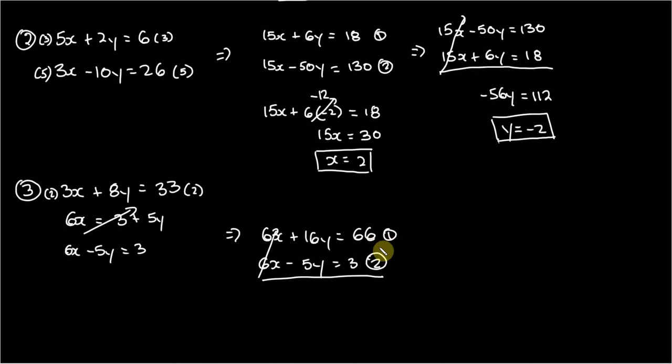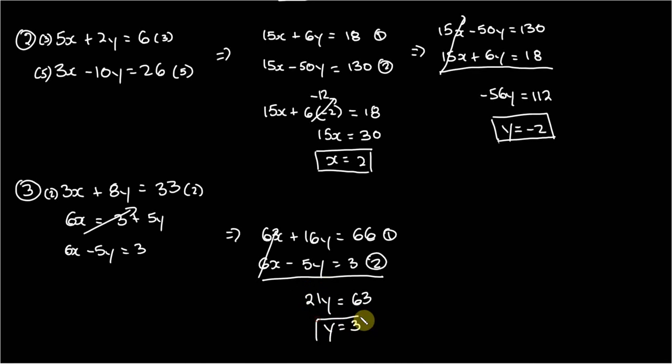So we still have equation 1 and equation 2. The 6x is going to cancel. Now we've got 16y minus negative 5y, and that's going to give us 21y. And then that is going to equal 66 minus 3, which is 63. Now that's correct, because now if we divide by 21 on both sides, we're going to get y equals 3.